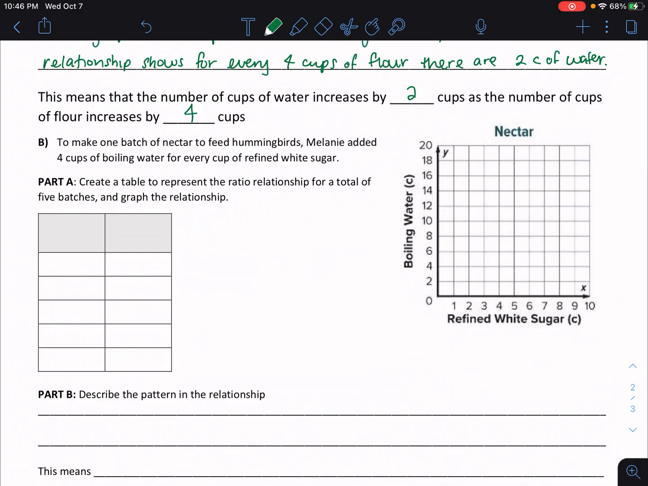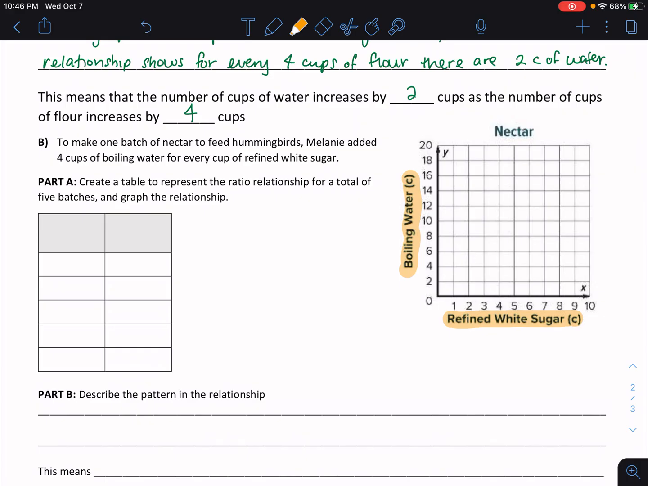To make 1 batch of nectar to feed hummingbirds, Melanie added 4 cups of boiling water for every cup of refined white sugar. Create a table to represent the ratio relationship for a total of 5 batches and graph the relationship. Now, you'll see that my table is blank. If you're ever not sure how the information goes in the table, if the graph is already labeled, you can use those.